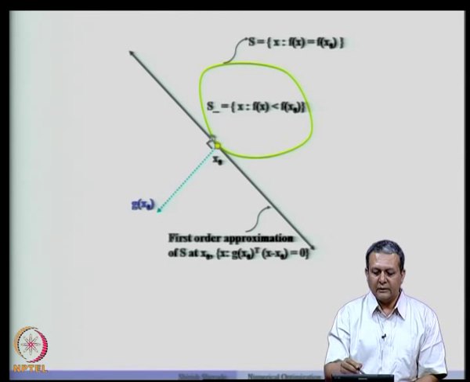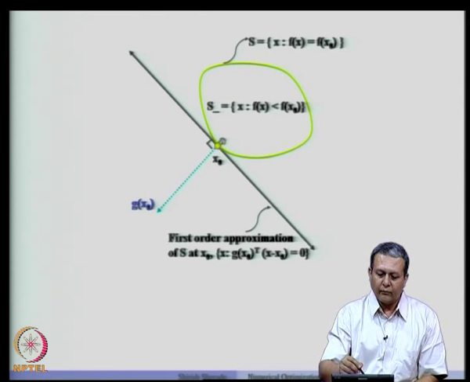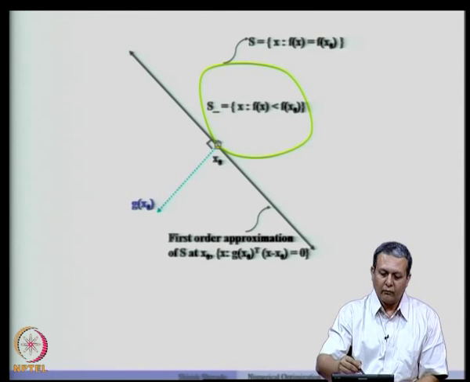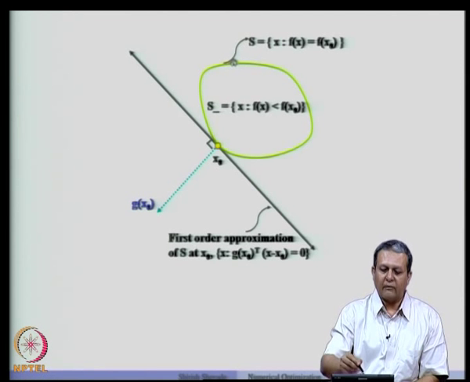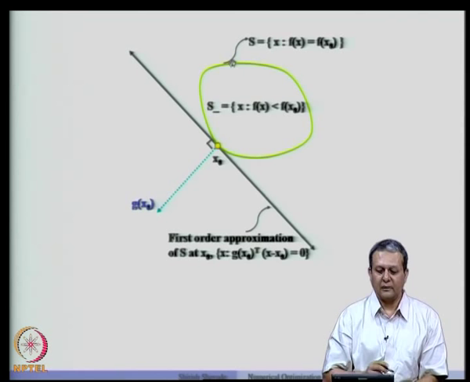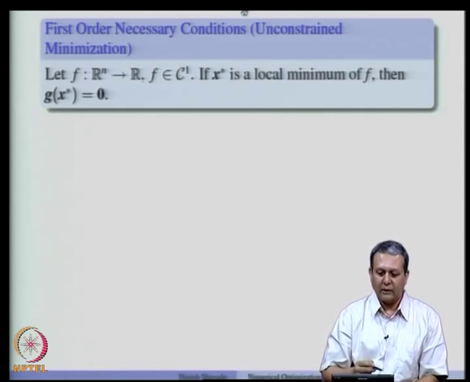Now, this is the first order approximation of the function f at x naught, and that is a hyperplane as we have seen earlier. If we take any direction which makes an obtuse angle with g of x naught, then this direction is a descent direction, because there exists some delta greater than 0, such that if you take a small step along the direction up to delta, the function value decreases. Beyond that, it is possible that the function value increases.